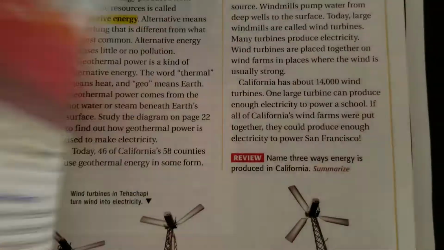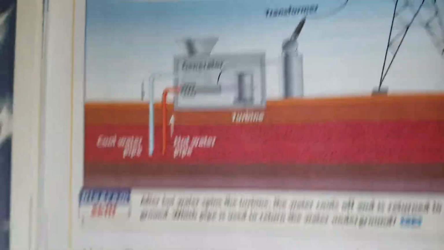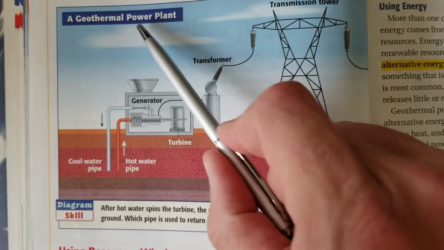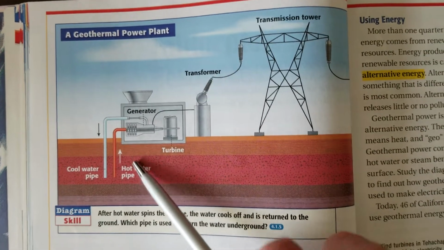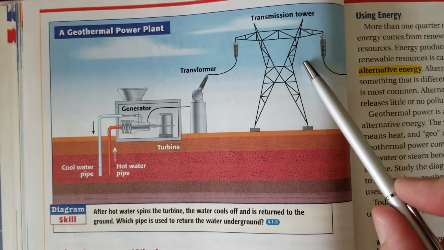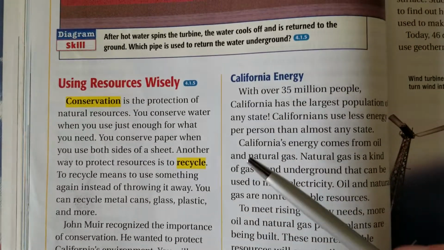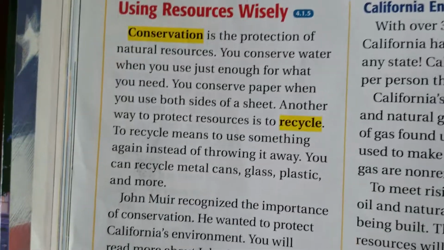Answer's right there. Moving on. You have a picture on page 22. So everyone go to page 22. You have a geothermal power plant. So it shows how energy is being processed so all your cell phones and computers and lights can work. And it gives an explanation right there.